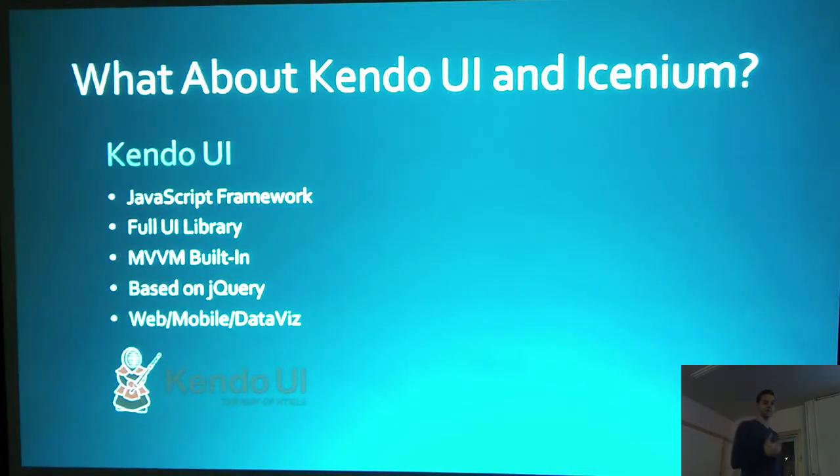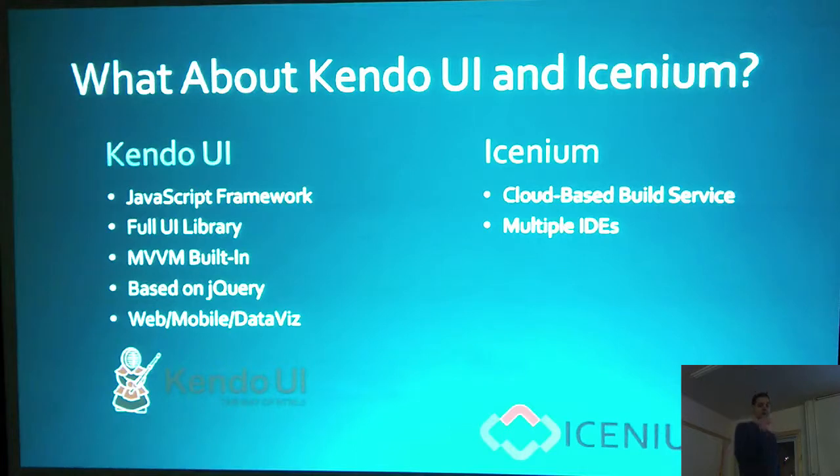And there are 3 different flavors of it. There's Kendo UI Web, which is for your desktop web development. There's Kendo UI Mobile, which is good for hybrid mobile development, which is what we're going to do today. And it's also good for mobile web, of course. And there's also Kendo UI DataViz, which is a HTML5 rich charting and reporting library.